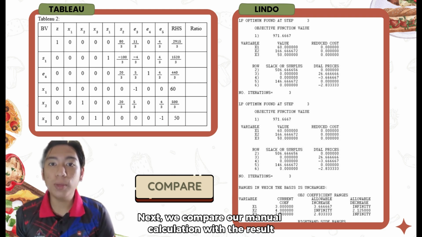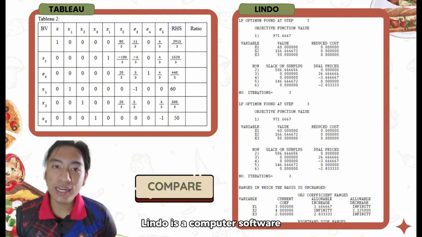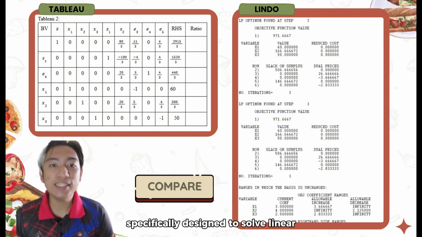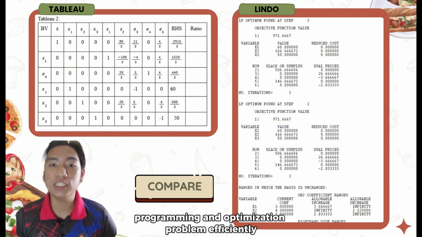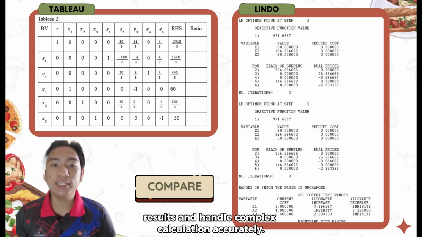Next, we compare our manual calculation with the result obtained using Lindo. So now, what is Lindo? Lindo is computer software specifically designed to solve linear programming and optimization problems efficiently. It is commonly used to verify results and handle complex calculations accurately.